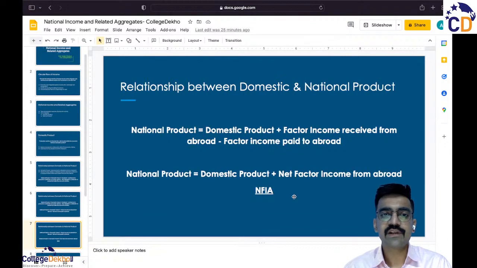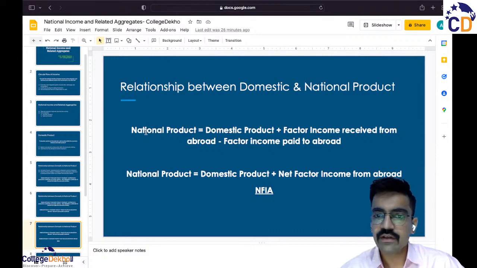Now let us look at the relationship that exists between domestic and national product. So national product is equal to, we have looked at this formula already, domestic product plus factor income received from abroad minus the factor income paid to abroad.